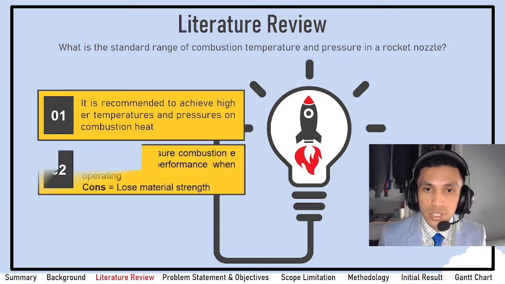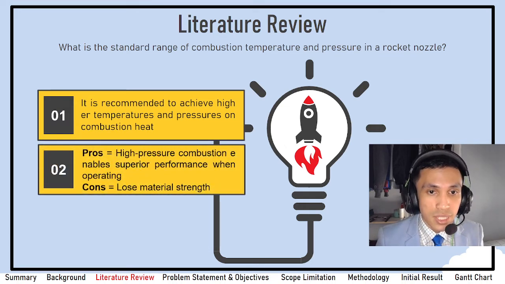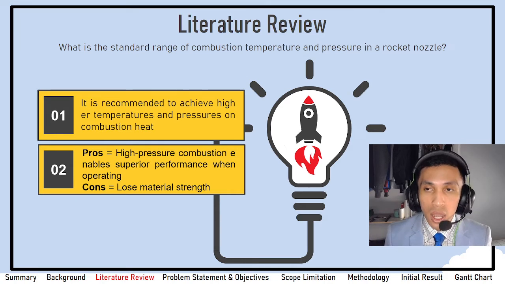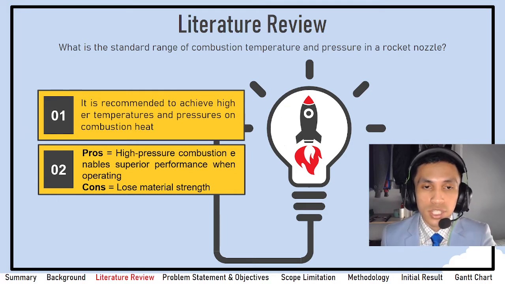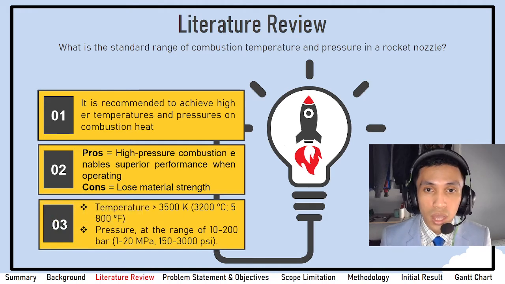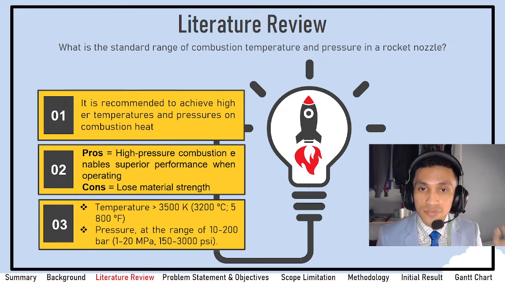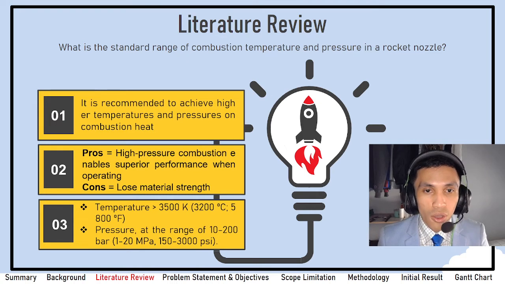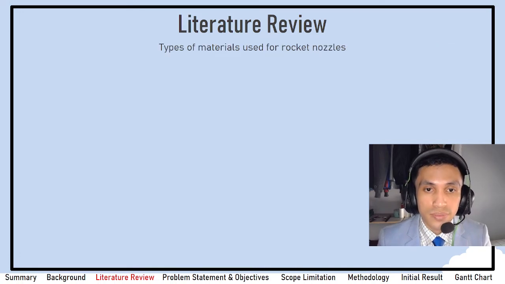Pros of high pressure combustion: it enables superior performance when operating, as it allows a larger and more efficient nozzle to be installed without being significantly overexpanded. However, materials on components will lose their strength when the temperature exceeds their property limits. Rockets can reach combustion temperatures of up to 3500 Kelvin or 3200 Celsius. On the other hand, the combustion chamber on a rocket is commonly run at high pressure in a range of 10 to 200 bar.